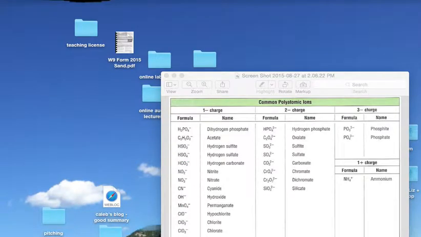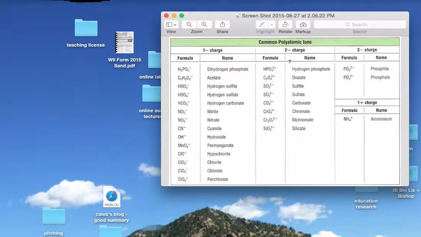That's a tough one. How do we know that? Well, you take a look at this chart right over here. -2 charge means that it will take 2 electrons. -1 charge means that all these things over here will take 1 electron. -3 charge, these guys over here, they're going to take 3 electrons. And this over here, ammonium, is going to give 1 electron. So it acts like a cation.